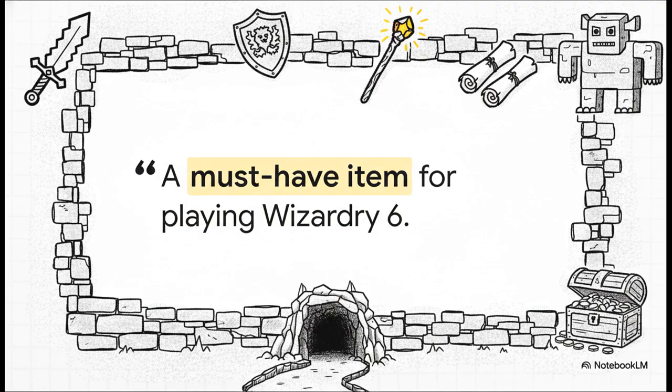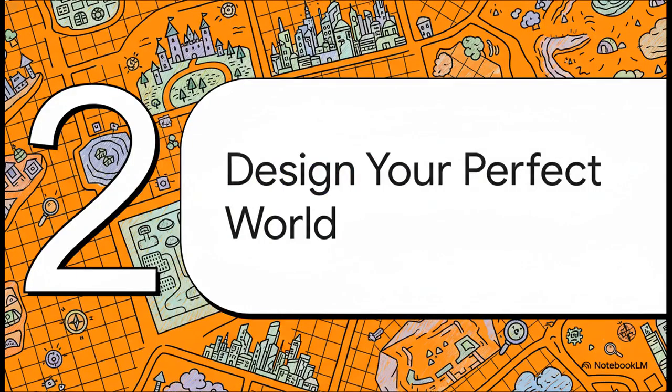A game like Wizardry 6 is famous, or maybe infamous, for its brutal, multi-level dungeons with twisting hallways and hidden teleporters. Trying to map that on a flat piece of paper is a complete nightmare. So when players of that game call this a must-have, you know it's something special. Okay, so what exactly makes it so powerful? Let's dig into how it actually lets you build out these worlds.